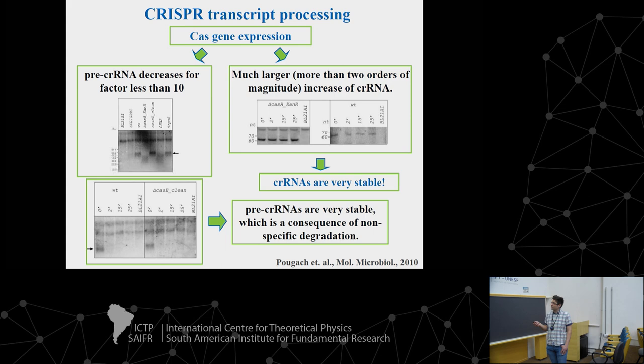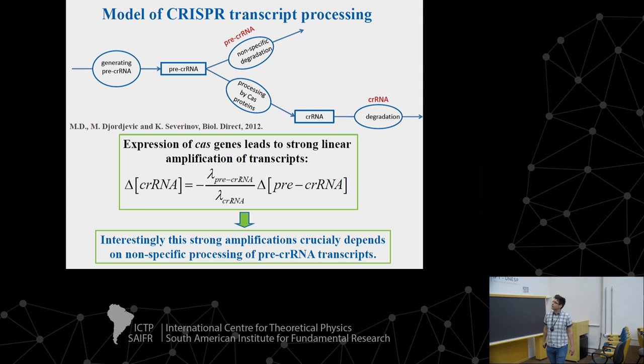So when you have a thing like this, a reasonable starting point is to make a minimal model. A minimal model means that you make a model of just what is directly observed in the experiment. So what is observed here? First we have pre-crRNA. It is transcribed, it has to be generated. Then two things can happen. You have this fast non-specific degradation. And secondly, you can have processing by Cas proteins. By this processing, you get crRNA. And crRNA is being degraded, but it's very stable, so its degradation rate is much smaller than the degradation rate of pre-crRNA.